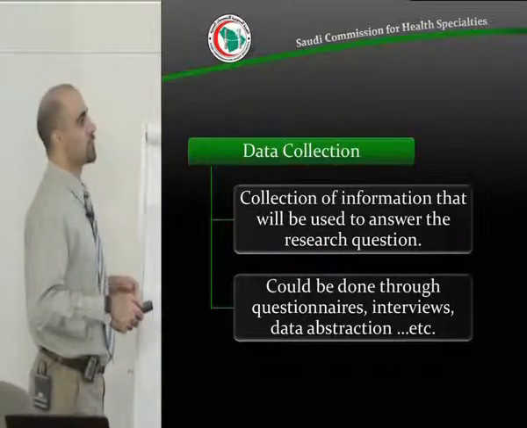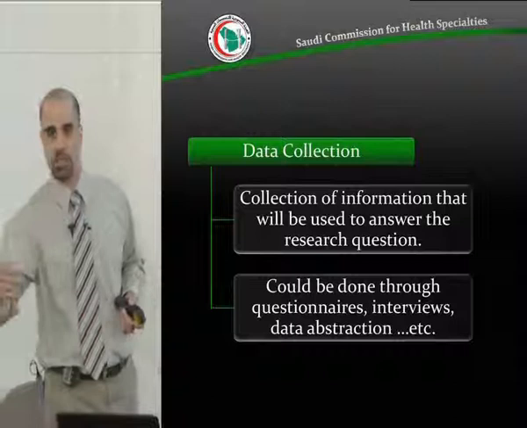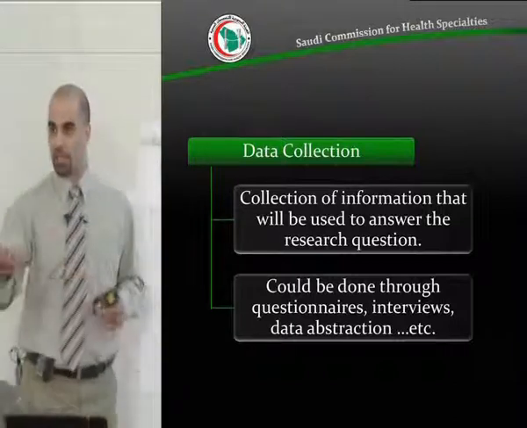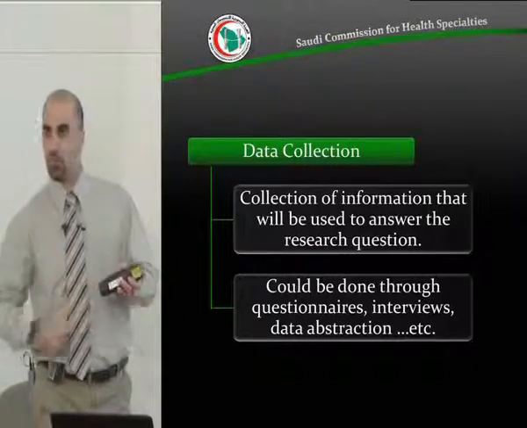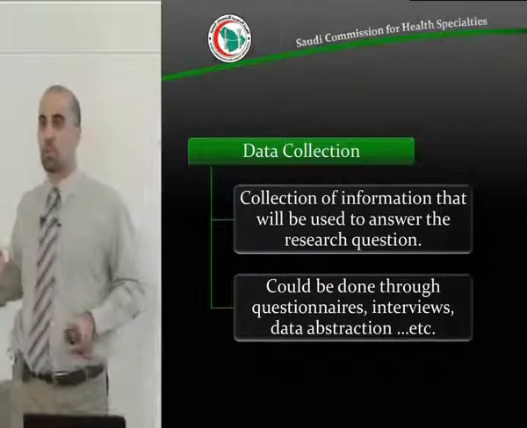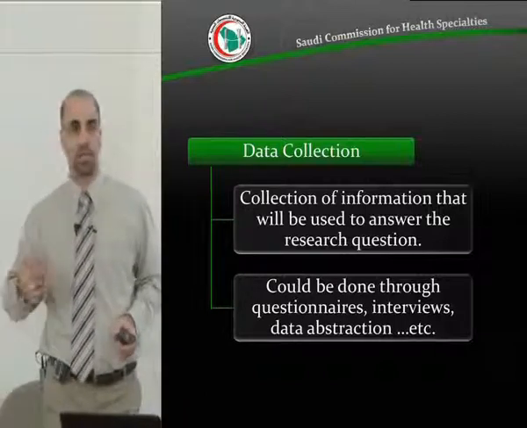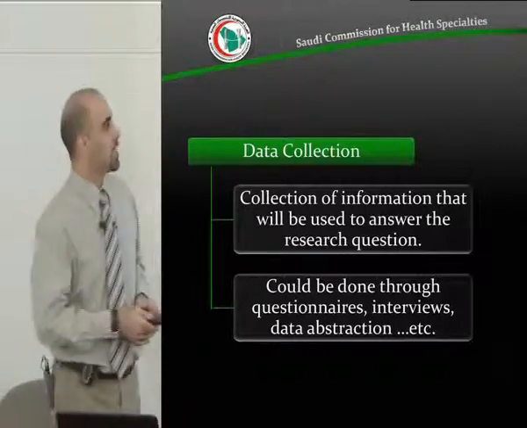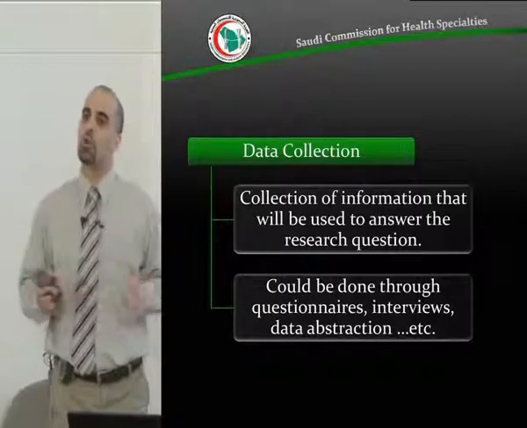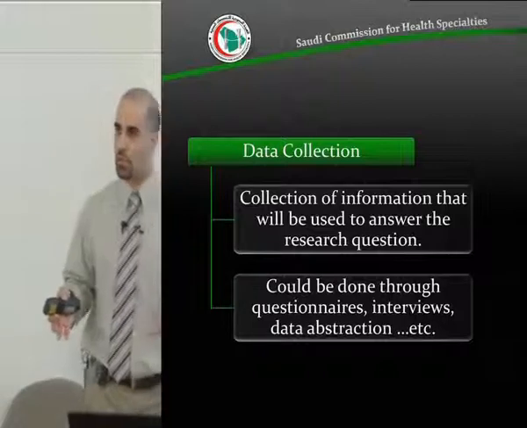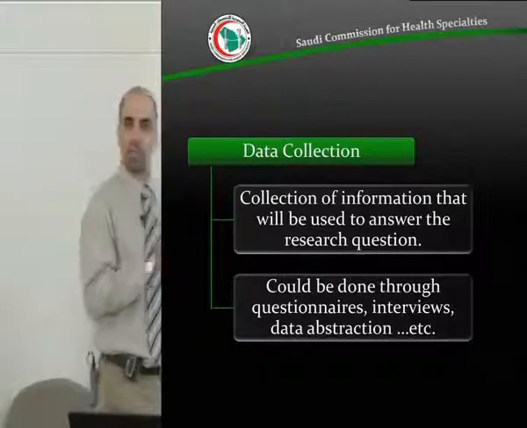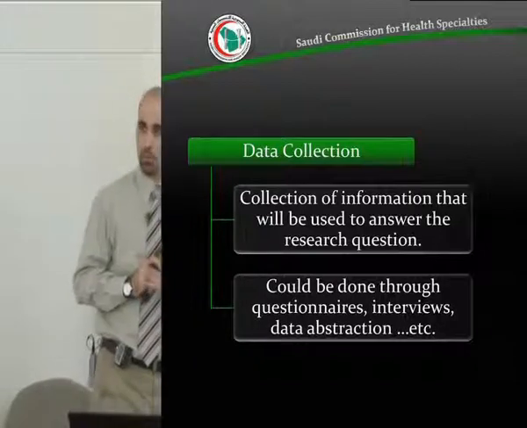Now, it could be done through questionnaires. You can give questionnaires to people. They will fill them up and give them back to you. Or you can do interviews. You can sit in front of somebody and ask them questions, and they will answer, and you will write. You can do it by data abstraction. You can go back to the medical records and get information from the charts. So there are so many different ways. The objective here is not to talk about what the ways are and how each is done, as much as to establish that there are so many different ways to collect information, okay?